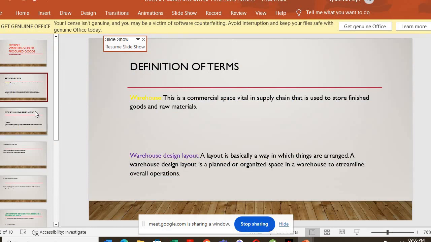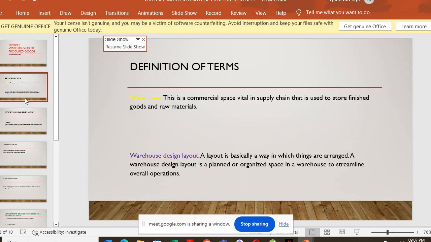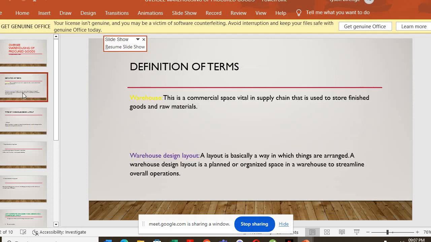But today we are learning about design layout, and basically a layout is a way how things are arranged. That's basically a layout. And when we talk about warehouse design layout, it is how a warehouse is designed to ensure that the workflow of various materials in a warehouse is okay, being able to get the materials in and out of the warehouse by the help of how that particular warehouse is arranged. Okay?